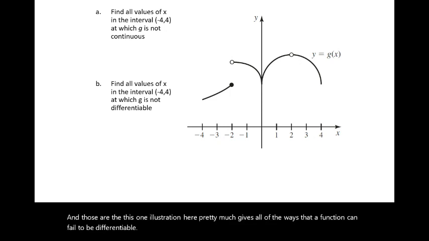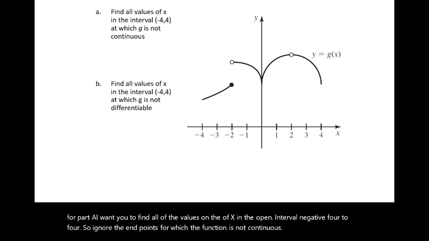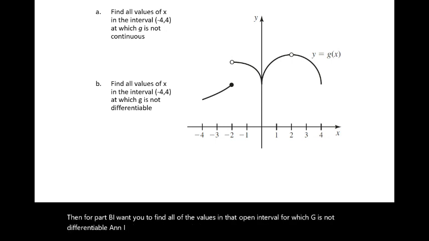So what I want you guys to do for this next one is take this function g of x. For part A, I want you to find all of the values of x in the open interval negative 4 to 4, so ignore the endpoints, for which the function is not continuous. Then for part B, I want you to find all of the values in that open interval for which g is not differentiable, and I want you to state why. So go ahead and pause the video and work through this problem.